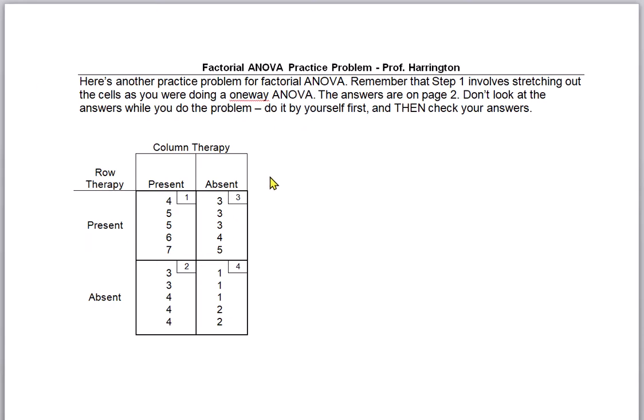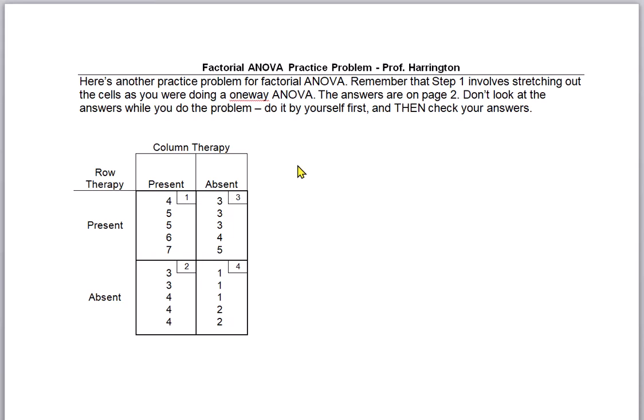So here we have yet again a 2x2 factorial ANOVA. The previous one had psychotherapy and drugs. For this one, I'm just going to call it column and row. Column therapy could be anything you like, and row therapy. That way we get out of the habit of calling it psychotherapy and drugs all the time.